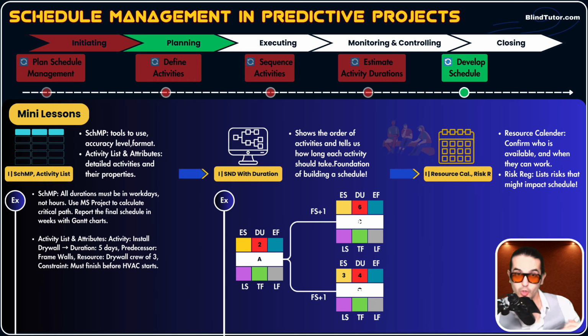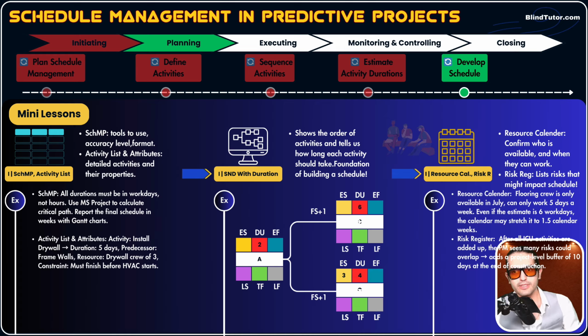I know we applied contingency buffer for each activity in the previous process. Remember, in estimate activity duration, we did reserve analysis. We applied some contingency reserve for each activity. But now in this process, we will apply contingency buffer or reserve for all activities together. Why? Because we want to be on the safe side. That's why resource calendar and risk register are inputs to this process.